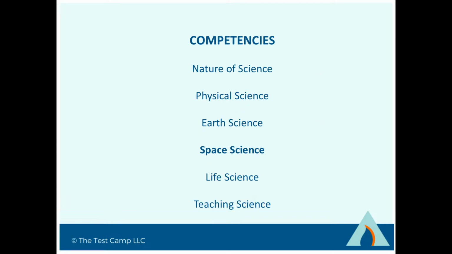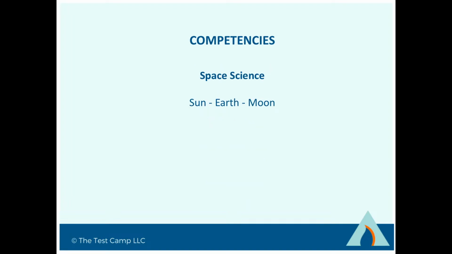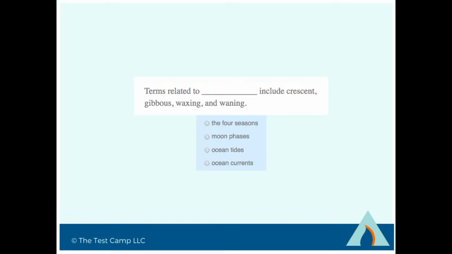The next competency then is space science. The main concepts in this competency include the sun, earth, and moon, the solar system, and space exploration. So we can see now why maybe atmosphere went with Earth. This is space science. All right, let's take a look at some sample questions from space science.